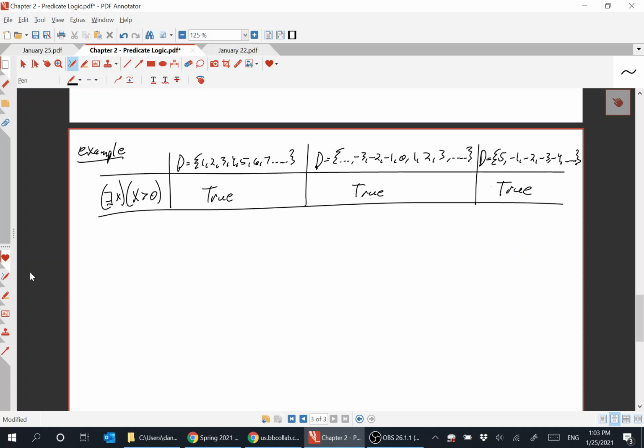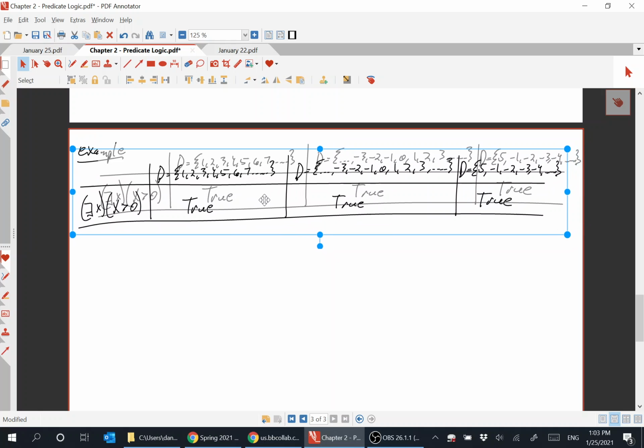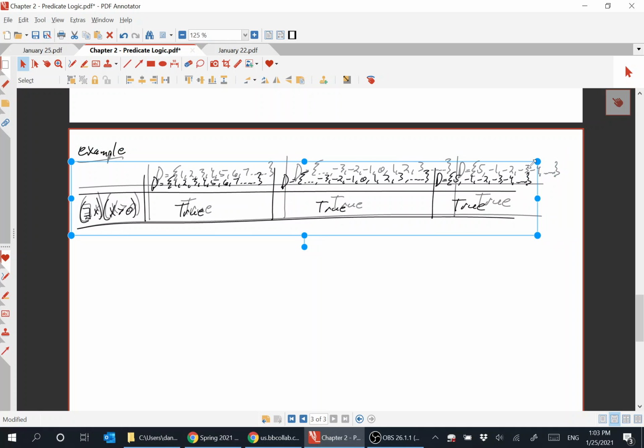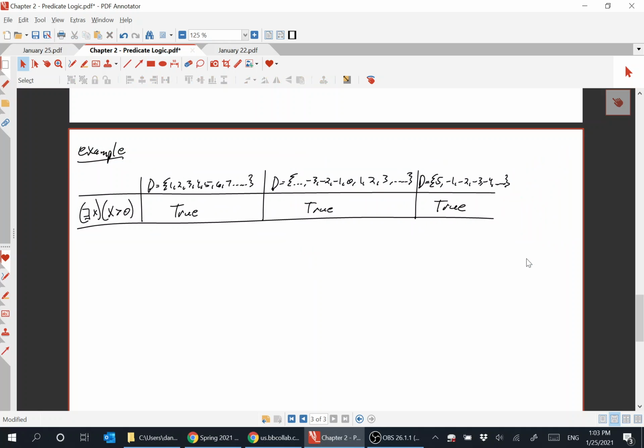Or how about this domain? Let's see, can I fit it in? Can squish it maybe. So D equals -1, -2, -3, so on and so forth like that. Here it's false.